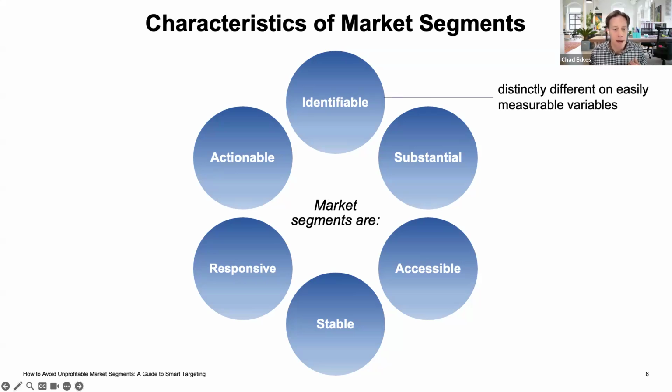So a market segment should be identifiable, and that means distinctly different on easily measurable variables. For example, like iPhone versus Android users, or accounting firms versus law firms. So pretty obvious, observable things that make them identifiable and different.